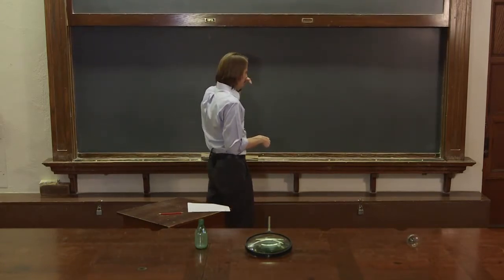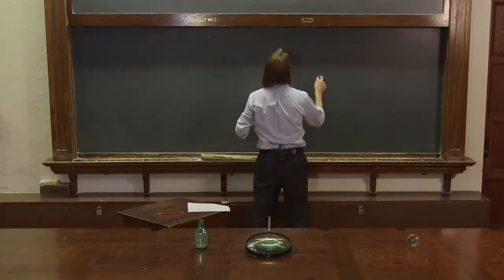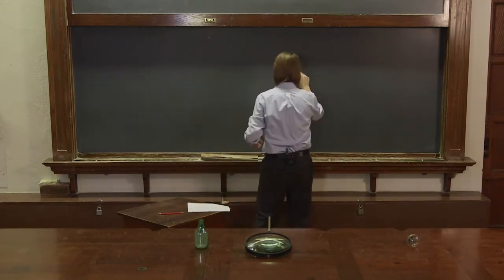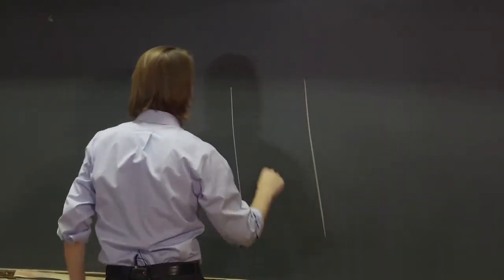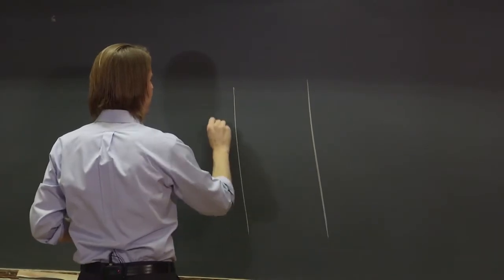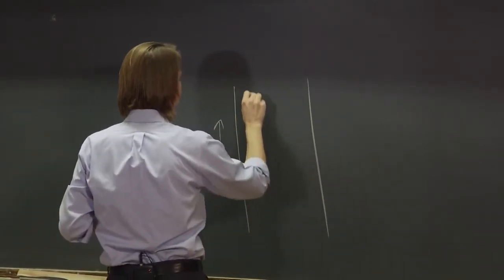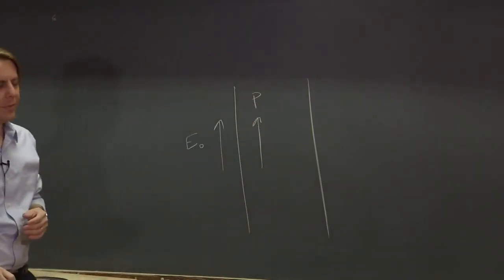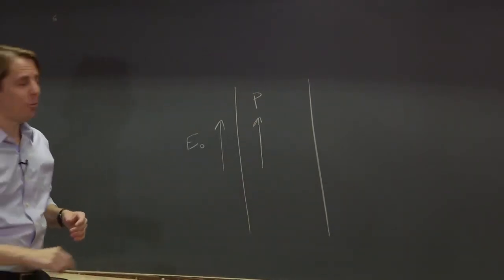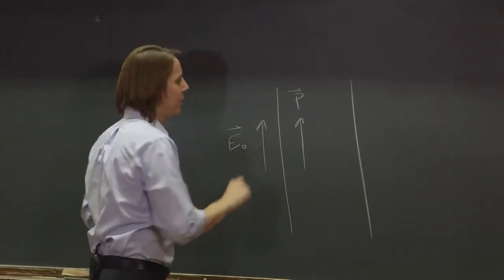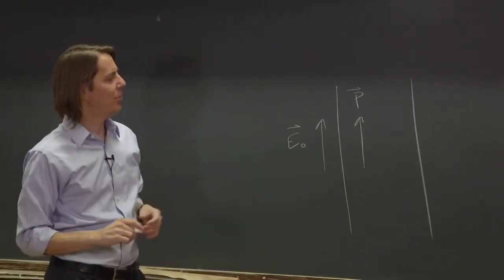Let's imagine you have a material like this, and you've applied an electric field E naught to it. Therefore, you do get some polarization P. We're just trying to figure out how much polarization you get, because we've discovered it's not simply adding up all the dipole moments.